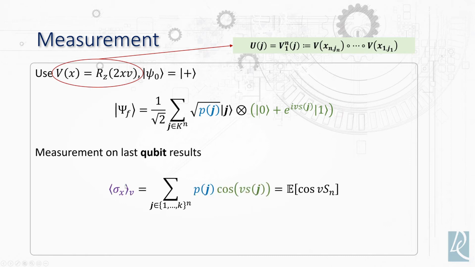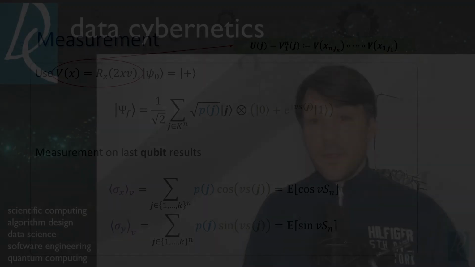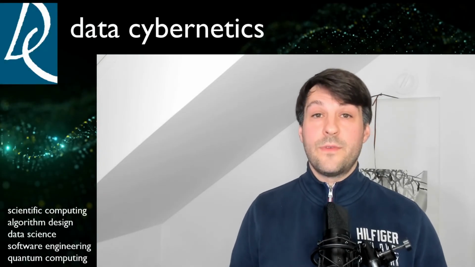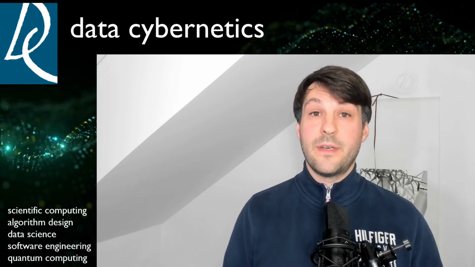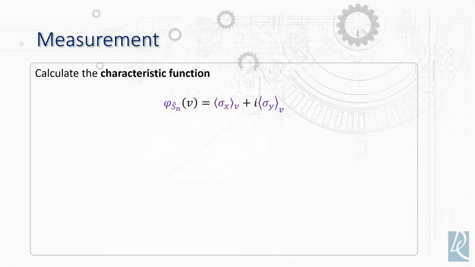So if we use a sigma x measurement, we denote this here as free parameter v, then we do eventually get the expectation value of cosine v sn. And likewise, when you use the sigma y observable, we get the expectation value of sine v sn. So already here we can see the very interesting dynamics that we can find by measuring an expectation value. Indeed, by having the expectation values of both observables, we can calculate the characteristic function, as we have seen here.